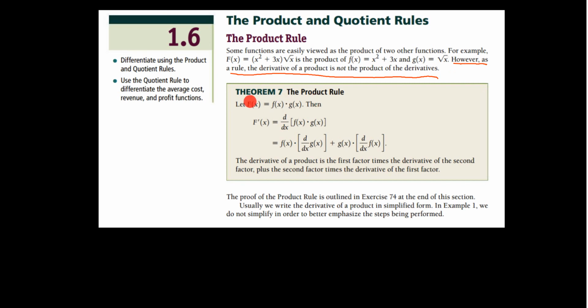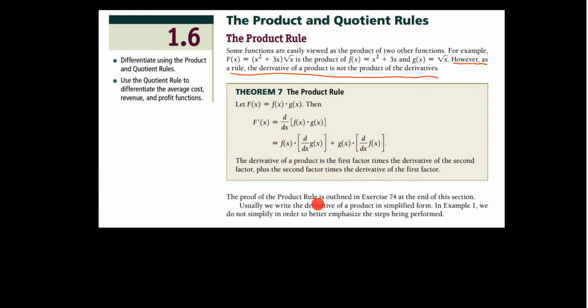Okay, so if we have some function comprised of two smaller functions, f of x and g of x, then the derivative of that, again, f prime of x, or remember d dx, that notation meaning we take the derivative, is going to be f of x times the derivative of g of x plus g of x times the derivative of f of x. The derivative of a product is the first factor times the derivative of the second factor plus the second factor times the derivative of the first.